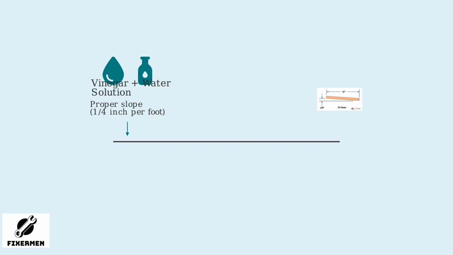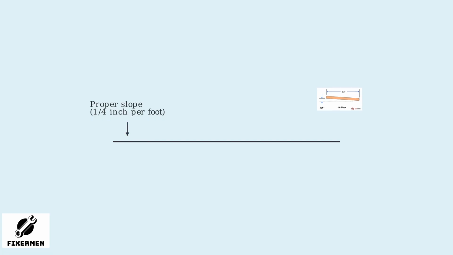Alternatively, flush the drain line with a mixture of water and white vinegar. The vinegar helps dissolve mold and debris. Prepare a solution of equal parts water and vinegar. Pour the solution into the drain opening and let it flow through the line. This helps clear buildup and restore proper drainage.